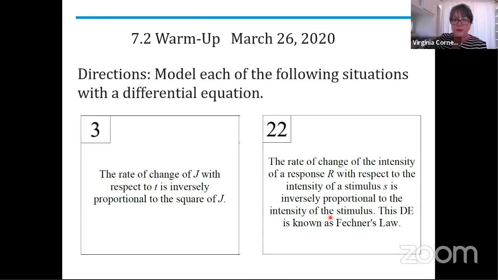And then if you looked at your download yesterday, you saw number 22, which I didn't go over yesterday, but maybe you've already gone over it for yourself. The rate of change of the intensity of a response R with respect to the intensity of a stimulus S is inversely proportional to the intensity of the stimulus. This differential equation is known as Fechner's law. So those are our 2 warm-up questions. I'm going to give you about 30 more seconds to write your differential equations.